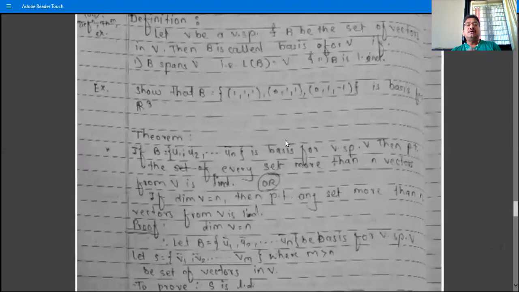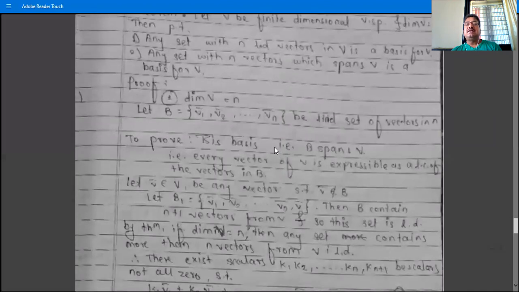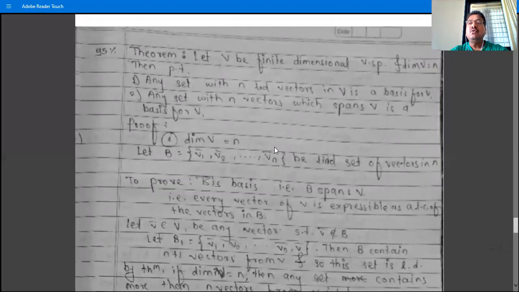So what is the use of this theorem? In order to show the set is a basis for vector space V, there is no need to show both conditions, that the set spans V and that the set is linearly independent. Just show any one condition, provided the number of vectors in that set is equal to the dimension of the vector space. If the number of vectors in the set is not equal to the dimension of V, we directly write that the set is not a basis for V, because any two bases have the same number of vectors.